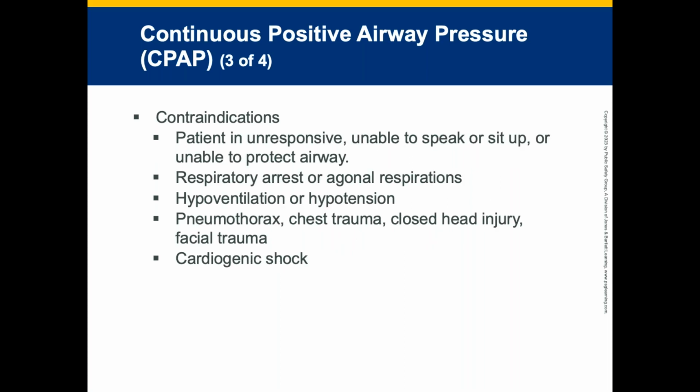Contraindications to CPAP is the patient unresponsive and unable to speak or sit up. The patient has to be in a seated position or what they call a Fowler position in order for this to work. If they have to lay supine, you can't put it on the patient at all. If they're in respiratory arrest or abdominal respirations, hypoventilation or hypotension, because of the barotrauma that can be caused by CPAP, putting pressure on the chest can actually drop the blood pressure. So if they're hypotensive, they cannot receive it. Chest trauma, closed head injury, facial trauma, and a pneumothorax or cardiogenic shock are other contraindications as well.